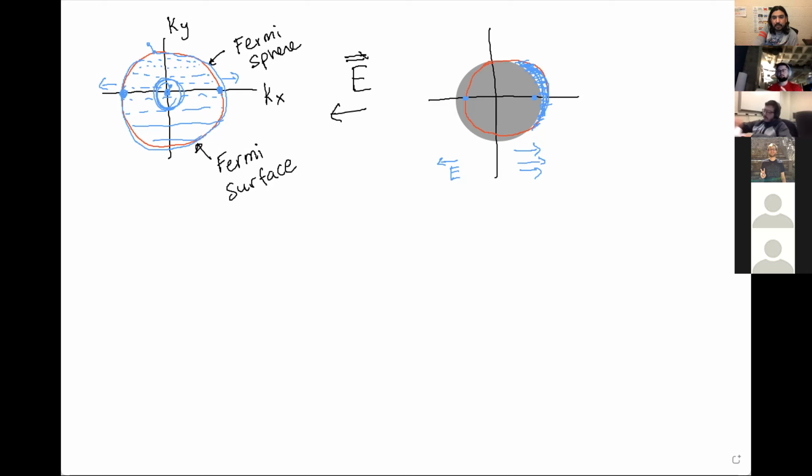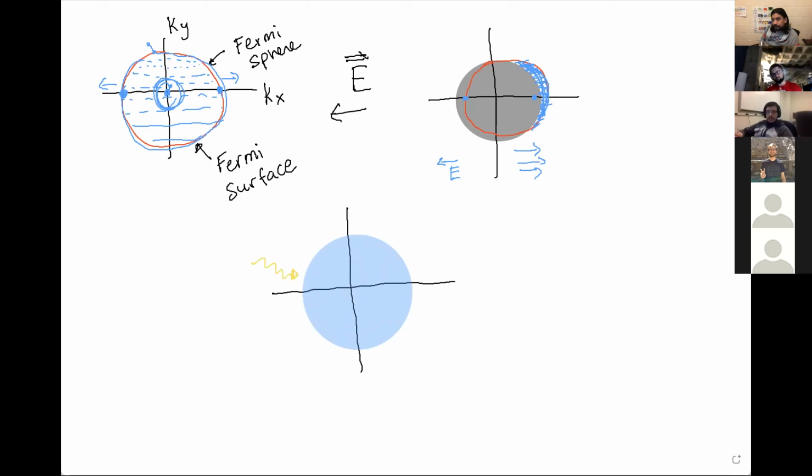A very similar picture, but what happens when you have light coming in? So again, this is the Kx, Ky axis. I'm going to have my Fermi sphere occupied, right? So it's going to be here. There's my Fermi sphere, all of those states are occupied. And so what happens if you have some photon coming in? So now there's going to be light coming in.